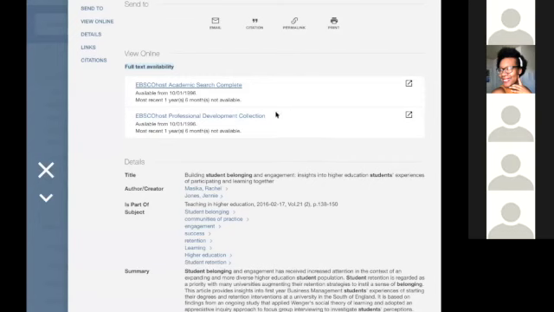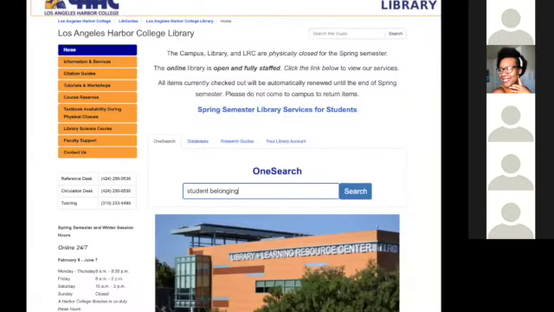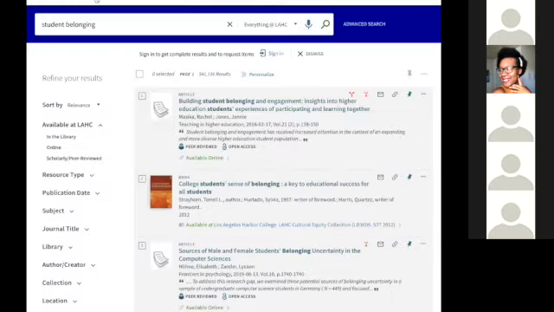Nope, that's not it. There it is. Okay, so we need to find if the text is available. One of the reasons why I clicked online in the sort by, or the refine your results section, is to make sure I don't have to do too much work to track it down.